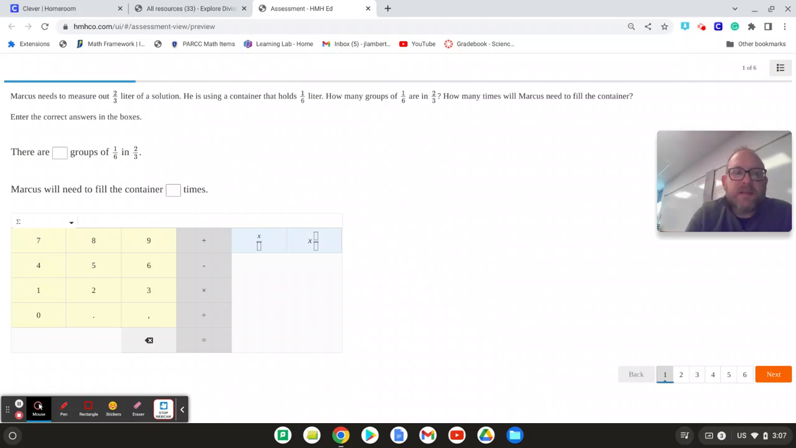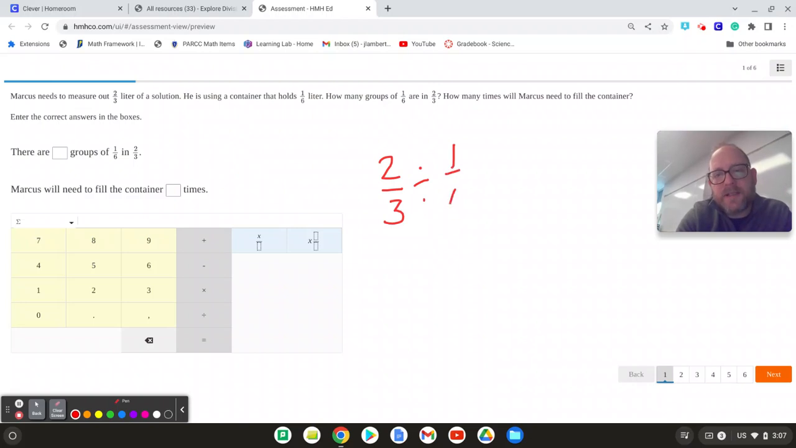So it says Marcus needs 2/3 of a liter, so that's what I'm starting with. That's my amount that I start with, and each container holds 1/6 of a liter. So I'm going to multiply or divide that by 1/6 to figure out how many times it'll go in. But in order to do this, I don't have to use just regular old division. I can use the multiplicative inverse property to say that 2/3 divided by 1/6 is equal to 2/3 times 6/1.